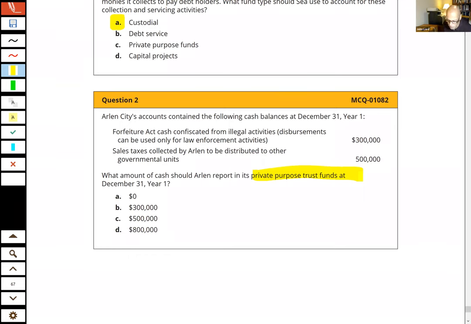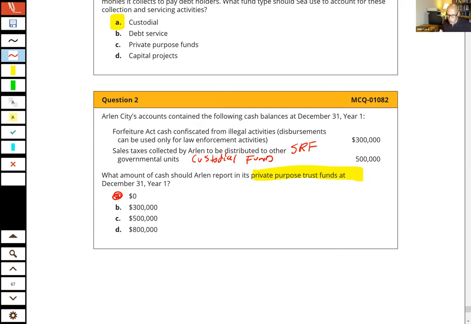Okay, so that's not a private purpose trust fund. That's going to be what? That's going to be a special revenue fund. And then sales tax collected by Ireland to distribute to other governments, that's what? That's the custodial fund. So neither of these are private purpose trust funds.